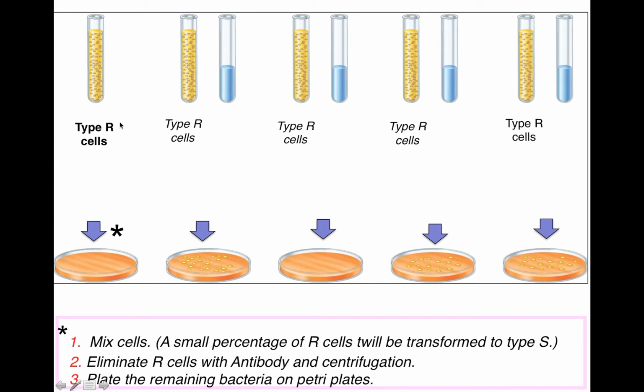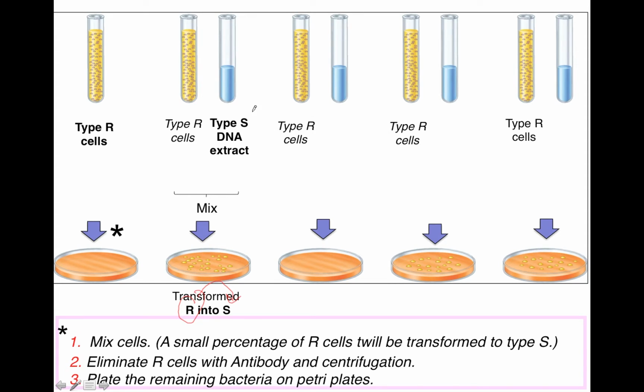Okay, so here's your R cells. If you add an antibody against the R cells and plate it, what happens? Nothing grows because they've all been cleared. If you mix the R cells with some S cell DNA and let it grow for a little while, and then use your antibodies to clear all the R cells away, you do, but you end up with some S cells, some smooth bacteria cells, growing on your Petri dish. So here, your R cells are transformed into S cells.